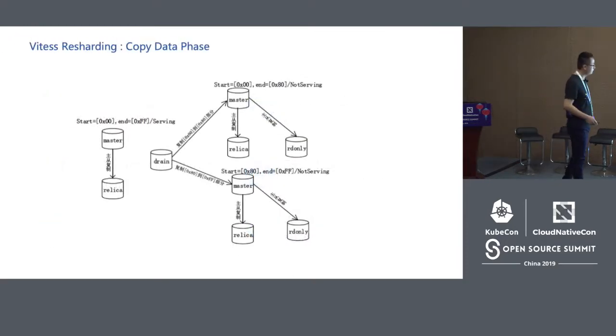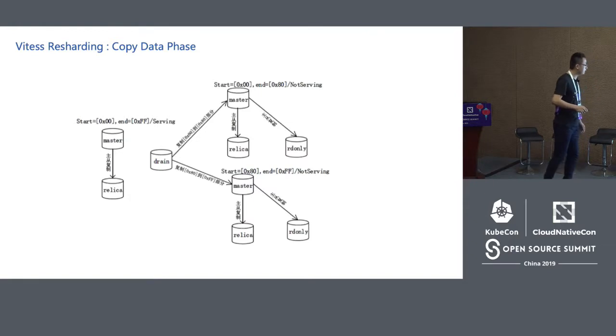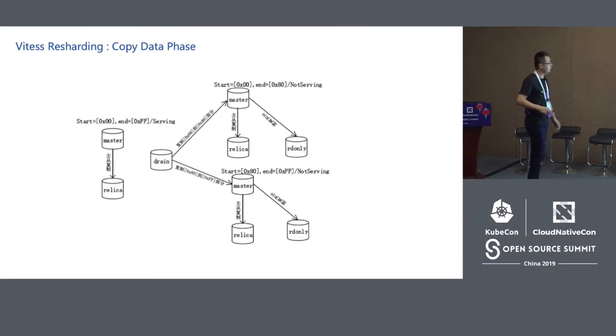This is also one of the highlights of the Vitess functions. First is resharding, and we have separated several steps for resharding. First, it's copying the data. We can take it as one shard, and within one shard there are the master and also the replica. You can see the structure here.